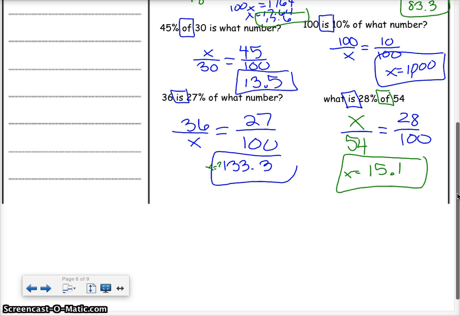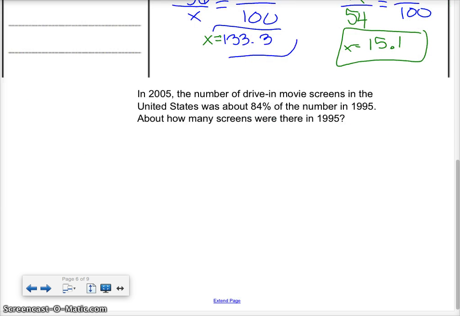Okay, I'm going to pause for a second, and you are going to type with me the word problem that I'm going to write down, okay? All right, the word problem we're going to work with: in 2005, the number of drive-in movie screens in the United States was about 84% of the number in 1995. About how many movie screens were there in 1995?